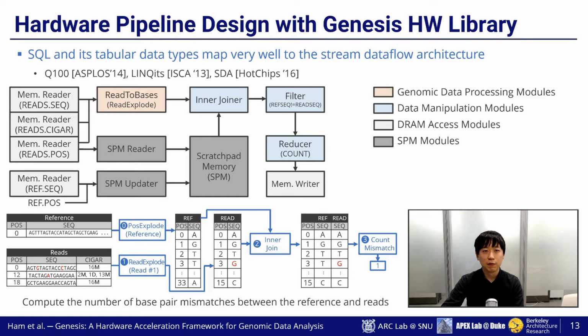Genesis pipeline can be configured to operate at a specific granularity. For this particular example, the pipeline is configured to operate at a row granularity. Such fine-grained pipelining enables all modules in the pipeline to efficiently work in parallel. This process of translating SQL queries to the hardware pipeline is currently manual, but we envision it to be automated in the future.